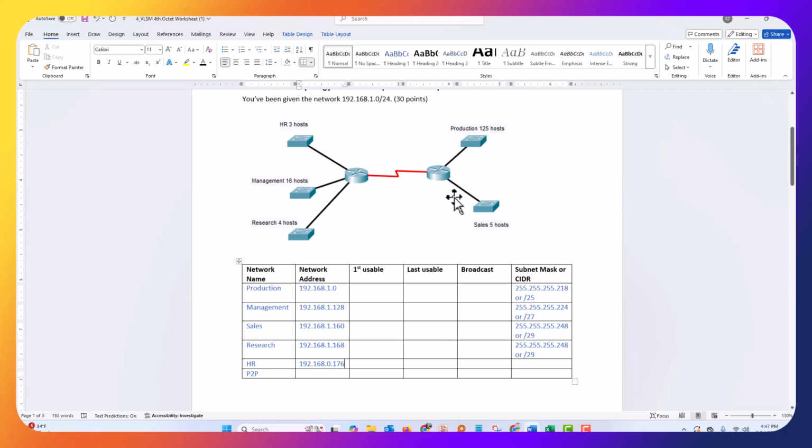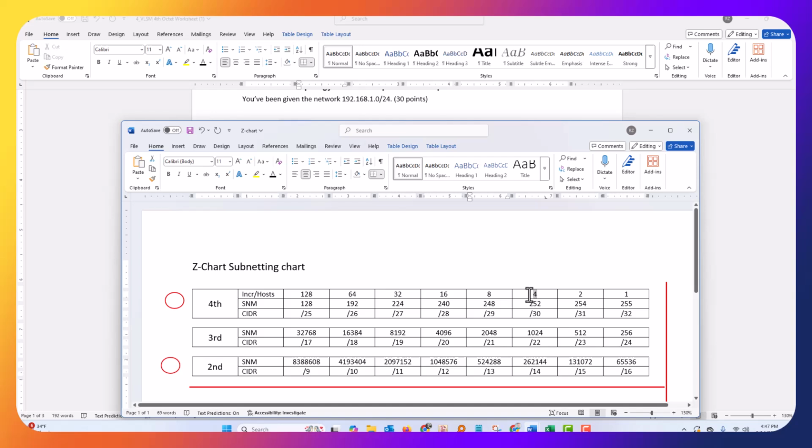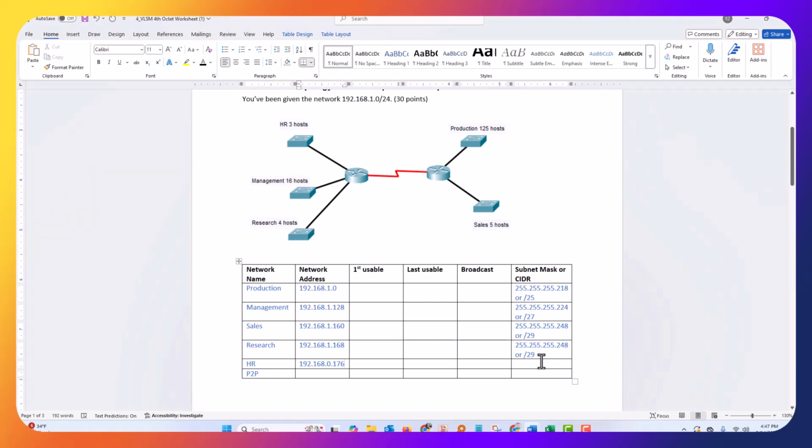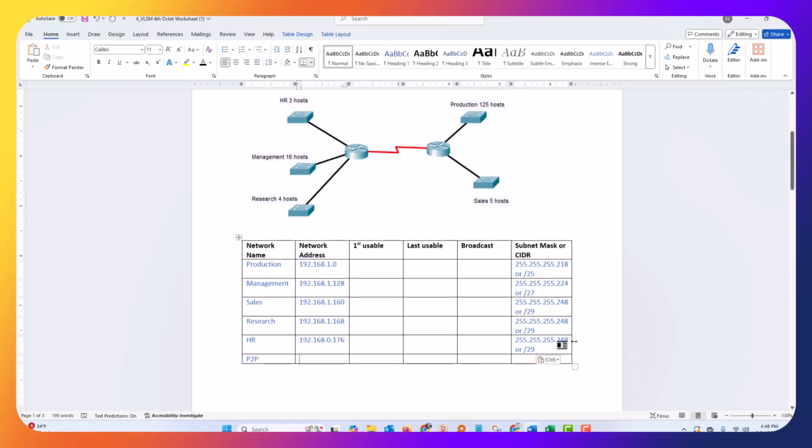Now for HR, I need 3 hosts. Well, again, for 3 hosts, I can't get it out of this because I can only get 2 out of that one. So I'm going to have to stick with this and go 8 more in the fourth octet. So we're going to use the same subnet mask, and we're going to go up by 8 more. So 192.168.1.184 that would be.